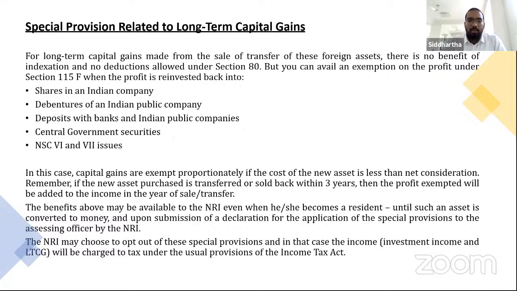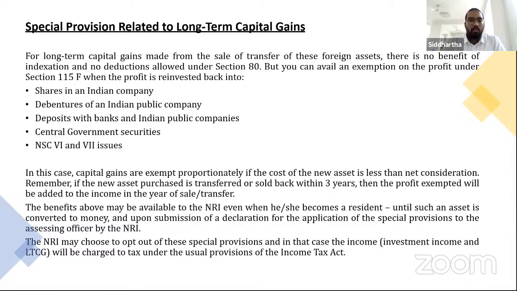For long-term capital gain made from the sale or transfer of these foreign assets, there is no benefit of indexation available and no deduction shall be available under Section 80, but you can avail an exemption on such profit from long-term capital gain under Section 115F when the profit is reinvested back in shares in an Indian company or debentures of a public company or deposits with banks and public companies or central government securities or national savings certificates.